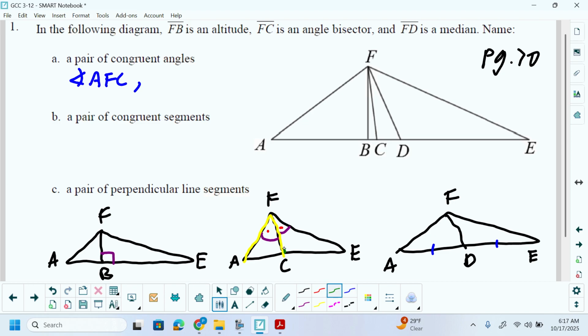And then our other angle would be this one here. So 3 letters, F has to be the middle letter. So you could either call it angle CFE, which is what I'm going to call it, or you could call it angle EFC.